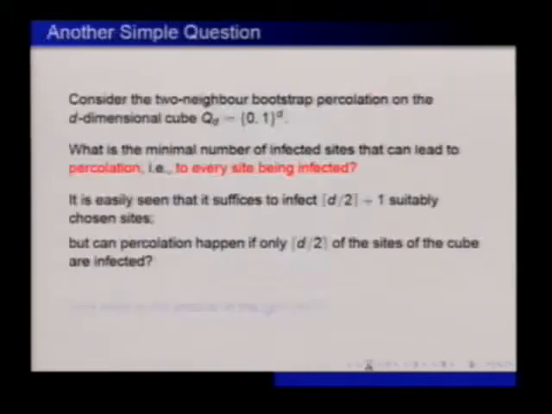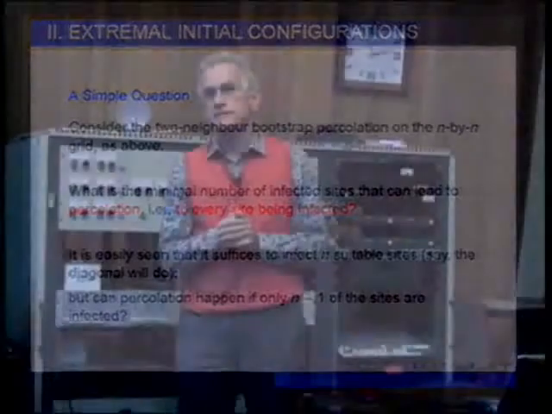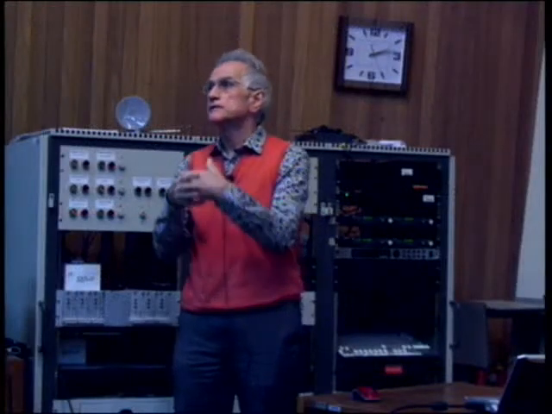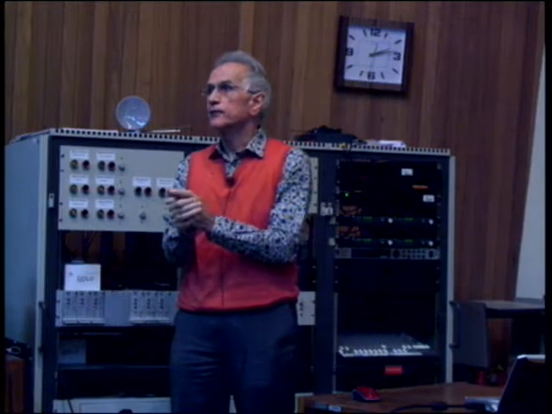But then the question is, that's not where I was. The question is, can the same happen if you have only n-1 infected cells? And this is the first little puzzle or problem I'm telling you.